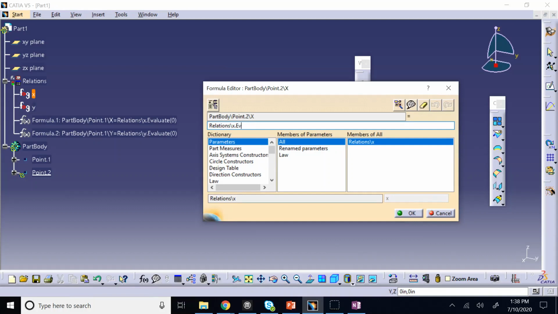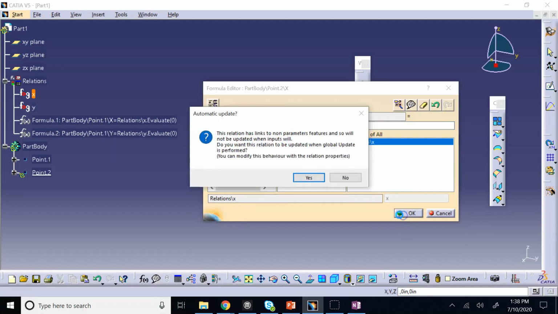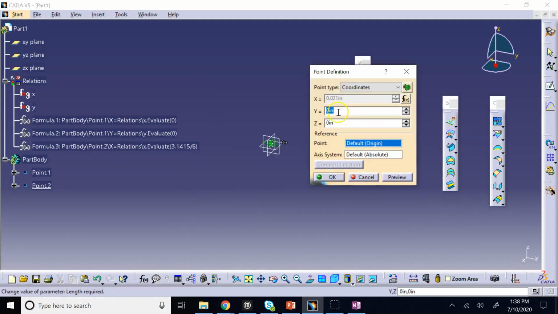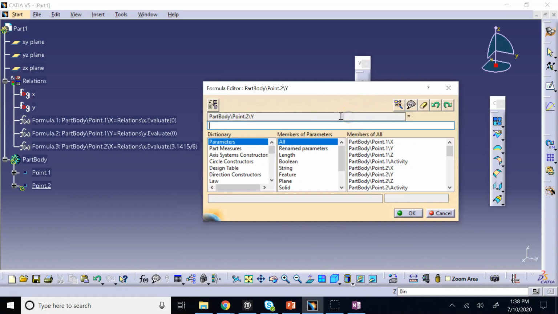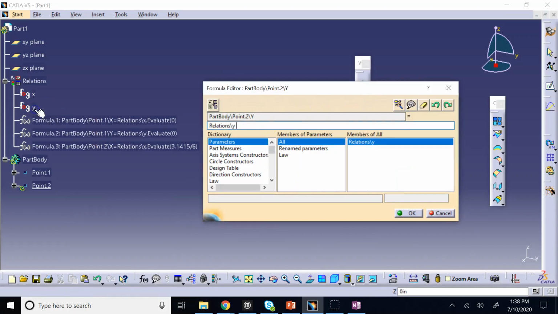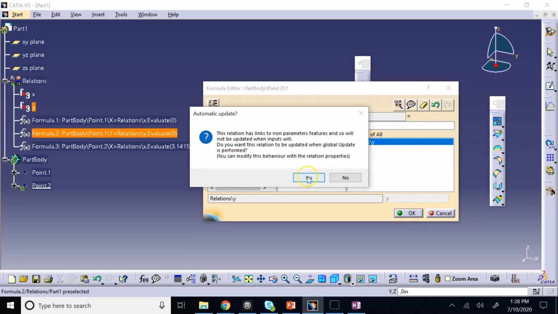So evaluate at 3.1415 divided by 6. Now let's see if division by 6 is considered. Okay, yeah, that is fine. Then I want this one now. Again, evaluate at 3.1415 divided by 6. So sine of pi over 6.